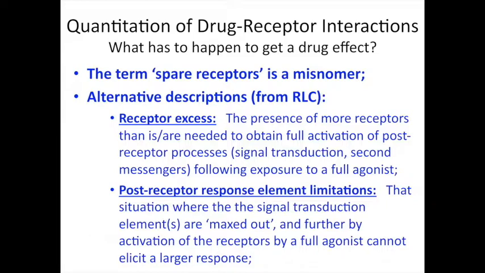For a full agonist, if there are 50% spares, once it's occupied 50% of the receptors, you can occupy another 20% and you're not going to get a bigger effect, because that's not limiting the response. The response is being limited below the receptor. So we call that receptor reserve. Somewhere there's a good graph of this, but we'll get to it in a second. Receptor reserve is the spare receptors.